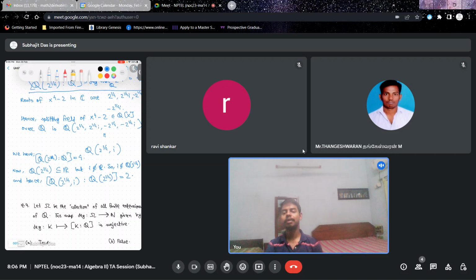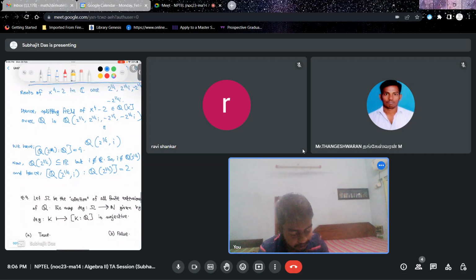because if it were 1, that means if i would satisfy a linear polynomial over Q adjoined with 2 to the power 1 by 4, what would that mean? That would mean for some elements alpha and beta in this extension, alpha i plus beta is 0, and that would mean that i is equal to minus beta by alpha, which belongs to Q adjoined with 2 to the power 1 by 4. That's a contradiction, because we just saw that i, which is an imaginary number, cannot belong to Q adjoined with 2 to the power 1 by 4, which is a real subfield. It's contained in R.